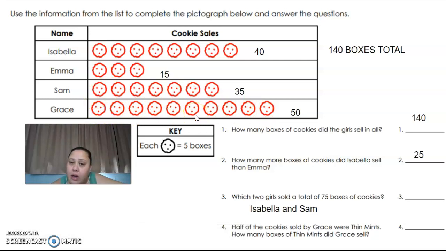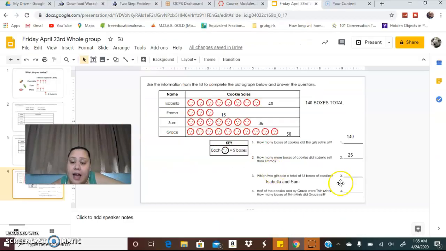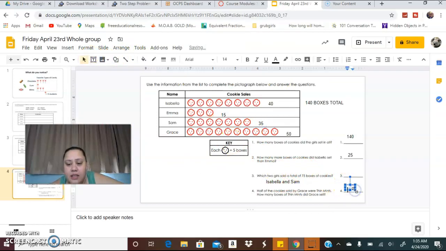But here's where we go into do not rush. Because if you were to put 5 there, that would be incorrect. 5 of the cookies in this key. But if we look back in the key, 1 cookie equals 5 boxes. So it's actually 5 times 5, which would get us 25. 25 of those boxes were Thin Mints.